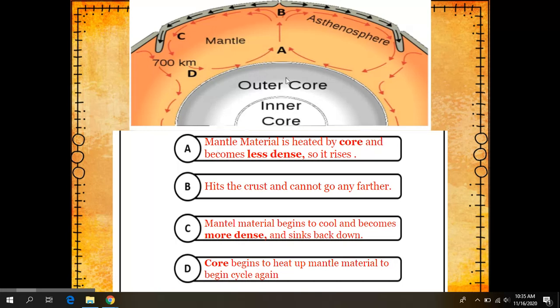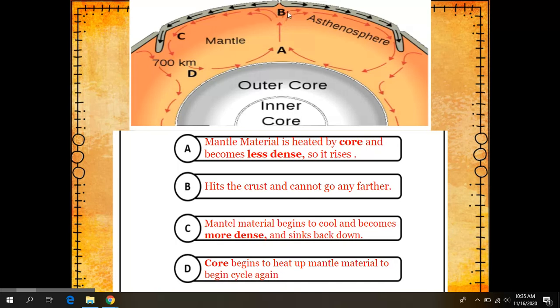So at point A, the mantle material is heated by the core and it's becoming less dense. So the particles are getting really, really excited, and so they're starting to spread out more. So they're not as compact. So they're getting less dense and then they start to rise up. When things get really, really hot, they rise up.